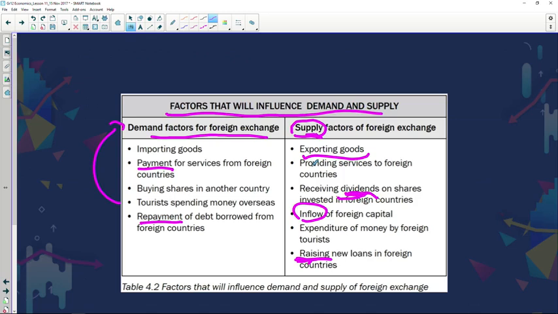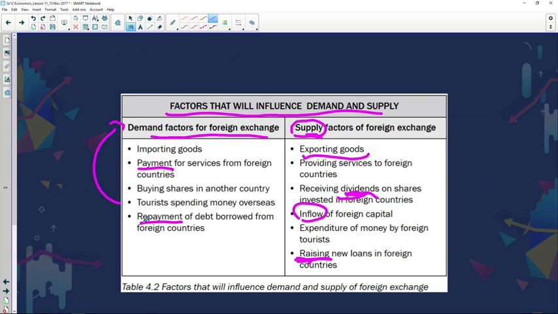And then when we pay for services that are provided by other countries, that will cause demand. But when we are providing services, that will cause a supply. So when we buy shares from other countries, the demand will increase, but when we receive dividends from other countries where we have invested in terms of buying shares, the supply will then be created. And also when tourists go overseas, they have to carry the currency of that country in order to enable them to purchase goods and services in that country.